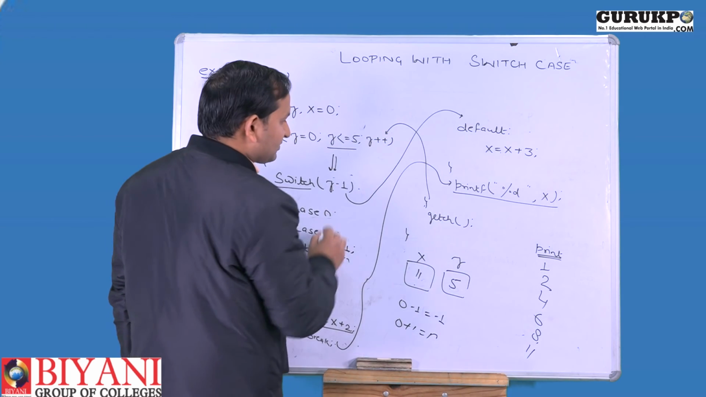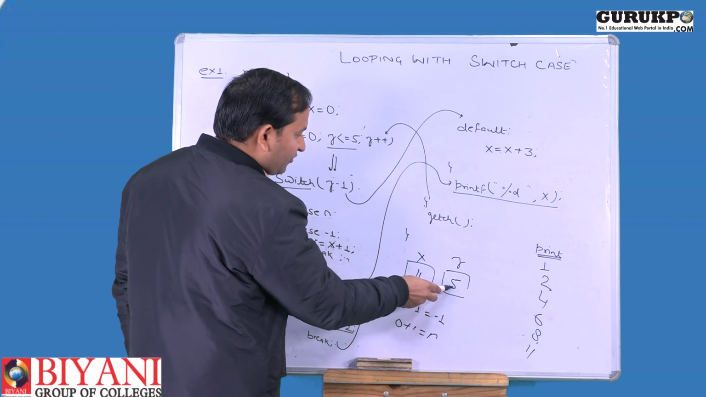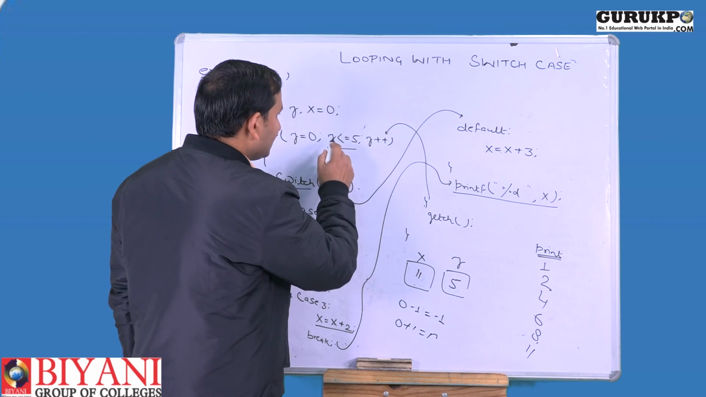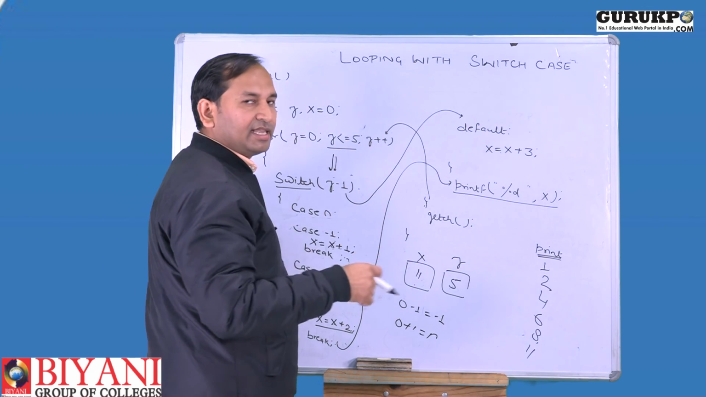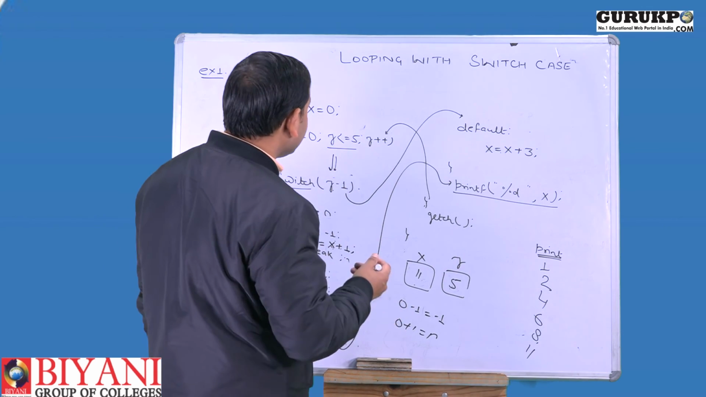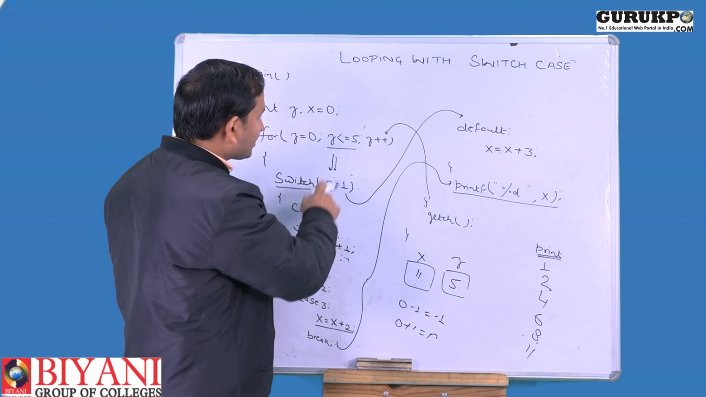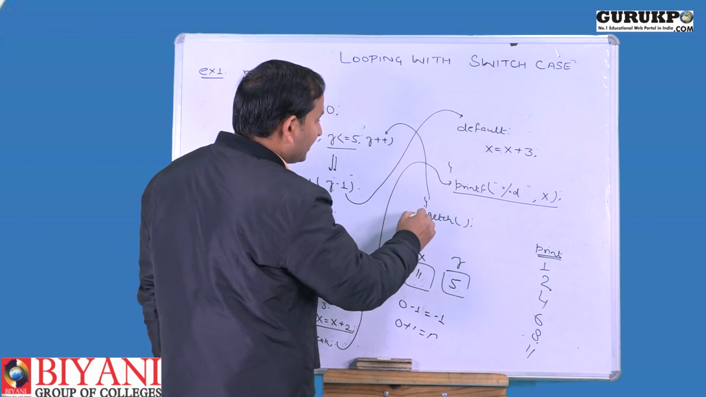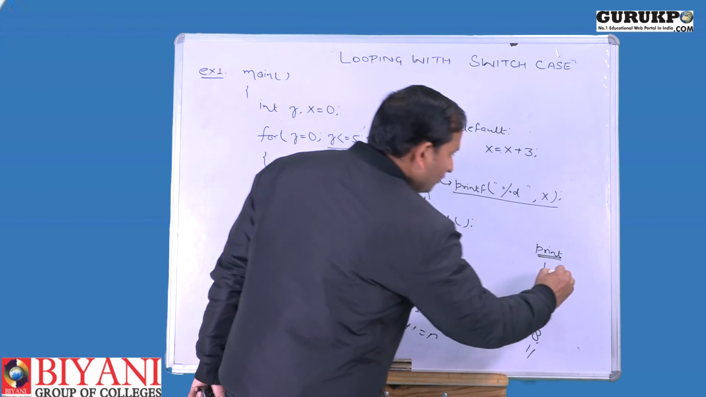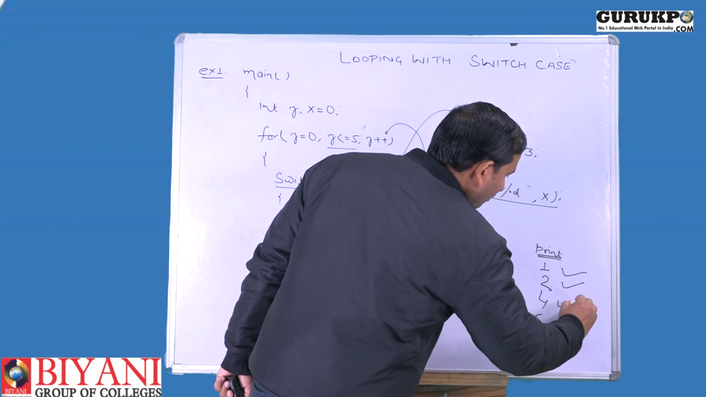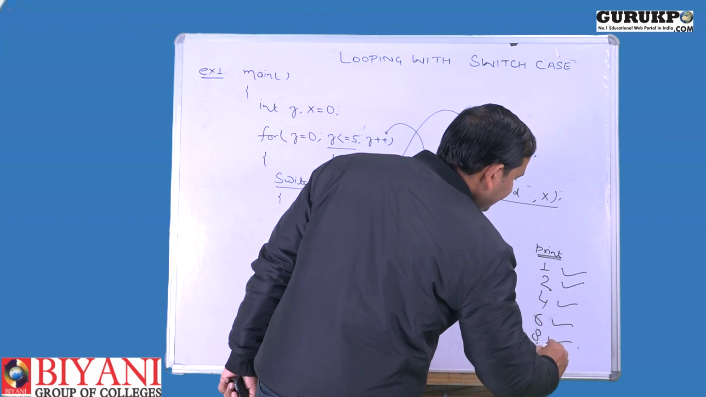Again, j plus plus, the previous value of j is 5, now j becomes 6. 6 less than equal to 5, 6 is neither less than nor equal to, so condition is false. Control goes outside the for loop, to the getch statement. So it finally prints 1, 2, 4, 6, 8 and 11.